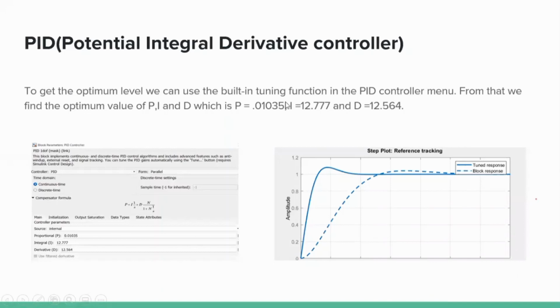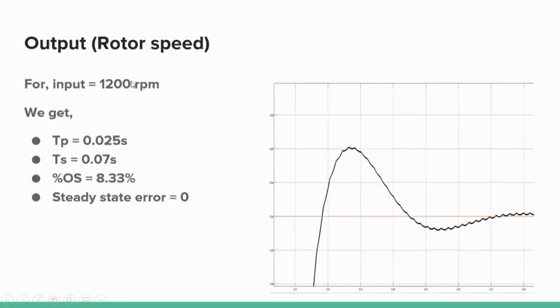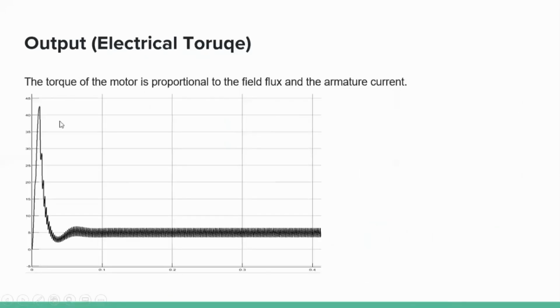To get the optimum level, we can use the built-in tuning function in the PID controller menu. From that, we find the optimum values of PID written here. For the input of 1200 RPM, we will get a peak time of 0.025 seconds, a settling time of 0.07 seconds and a percentage overshoot of 8.33%. And that is the output torque, which was pretty high at the beginning, but it becomes constant just at the settling time of 0.07 seconds.